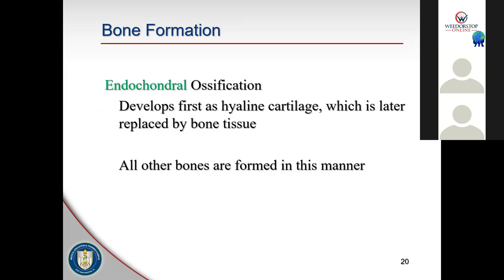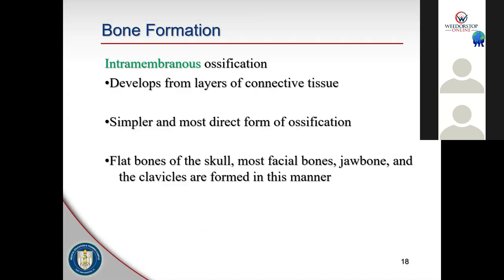Next thing we'll get into is endochondral ossification. What will happen is, endochondral bones will actually develop first as hyaline cartilage. That cartilage at some point will be replaced by bone tissue later on in life. All other bones are formed in this manner. So we talk about this right here.